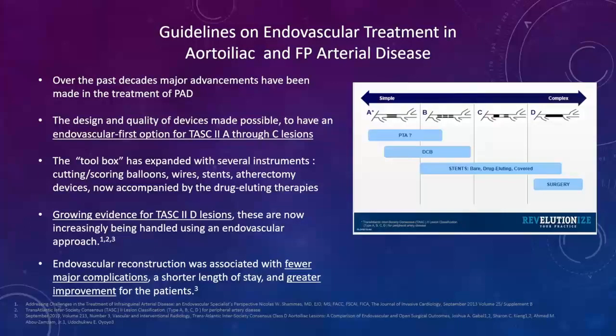Over the past decades, major advancements have been made in the treatment of peripheral artery disease. The design and the quality of devices made it possible to have an endovascular first option for TASC A through TASC C lesions, and the toolbox expanded with several instruments, and now we have growing evidence for TASC II D lesions, and they are now increasingly being handled by endovascular approach. And endovascular reconstruction was associated with fewer major complications, with a shorter length of stay and greater improvement for the patient.